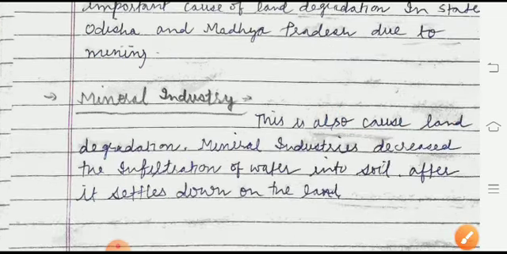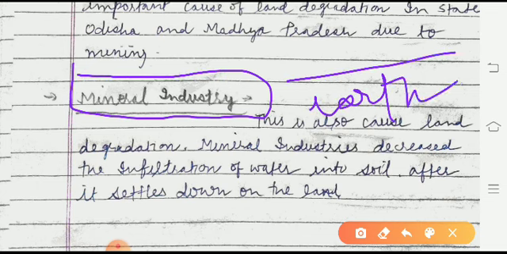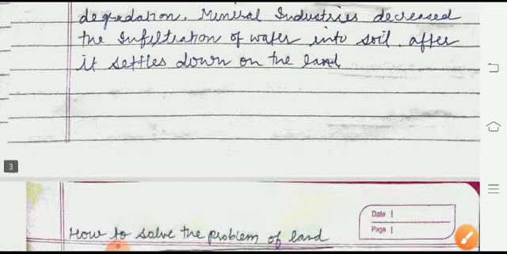At the end, we have mineral industries. Some mineral industries are also responsible for land degradation. Basically, the dust released from these industries settles down on the earth's surface, then this dust automatically decreases the infiltration capacity of the soil for water, and then the land slowly becomes bad or not fit for agriculture.